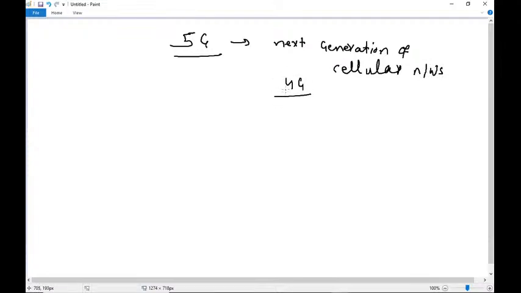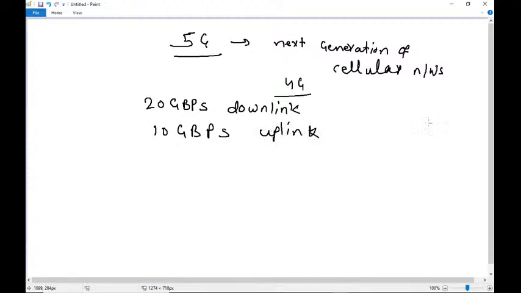It is expected that 5G will provide at least 20 Gbps downlink. It's too much, yeah, and 10 Gbps uplink. So you can see it is around 40 times faster than the 4G LTE we are using nowadays. And this will open the doors for new services, network operations, and customer experience for telecom operators.